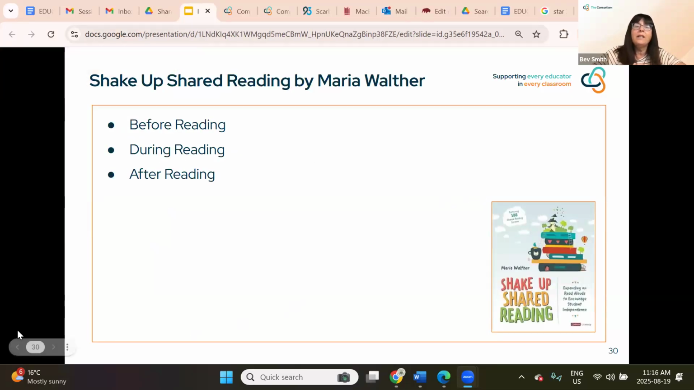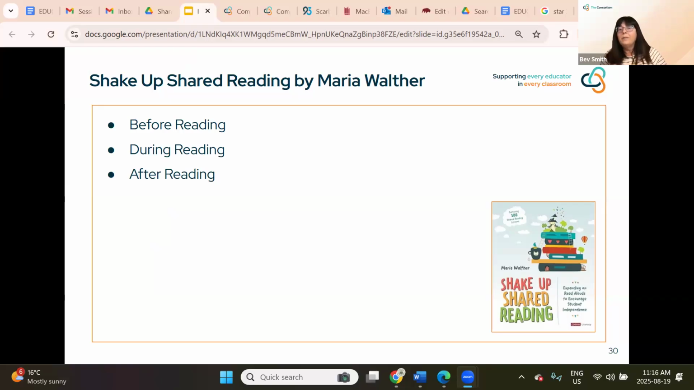And in it, she uses picture books a lot. And it's for K-6 or K-5. And it's definitely got within it the before reading, the during reading, and the after reading for several texts that you could use. So it's like a pick up and use kind of book. You just have to make sure you have access to those picture books.